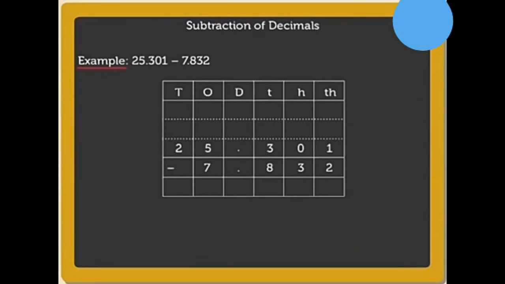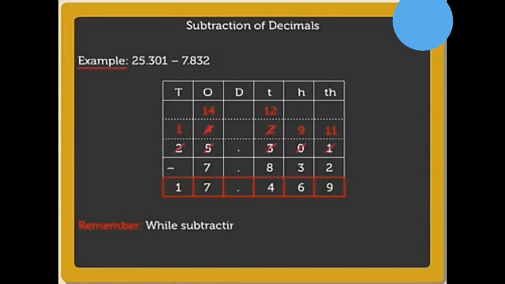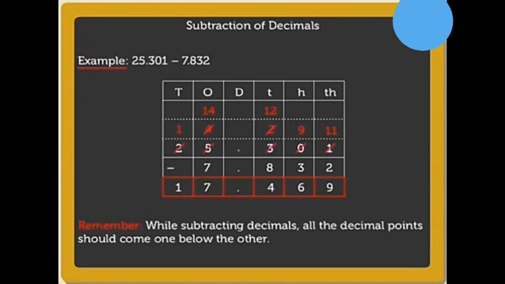First, write the decimal numbers according to their place values. Here, the decimal places are complete. So, we do not need to put any zeros. Therefore, we directly subtract the decimal numbers just like the subtraction of whole numbers. Thus, we get the answer as 17.469. Remember, while subtracting decimals, all the decimal points should come one below the other.